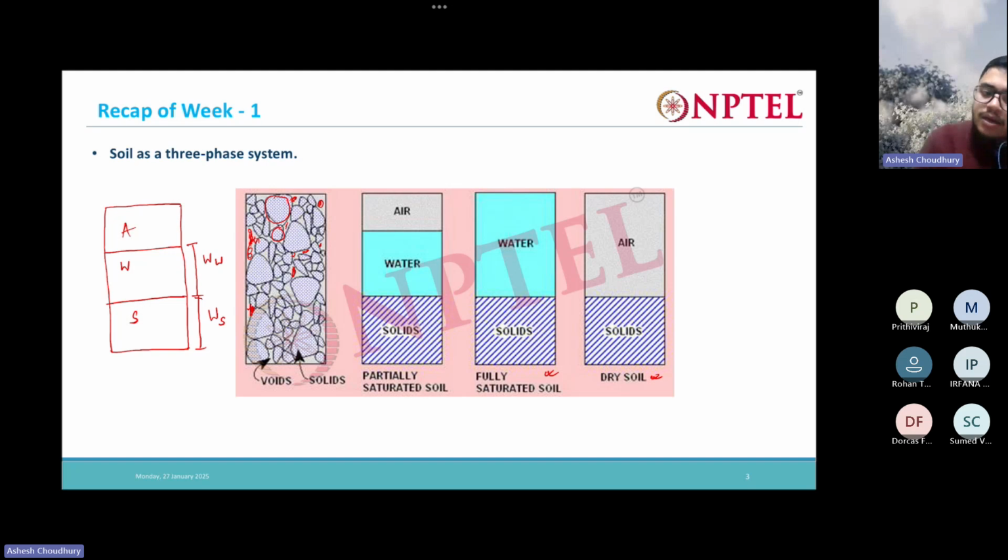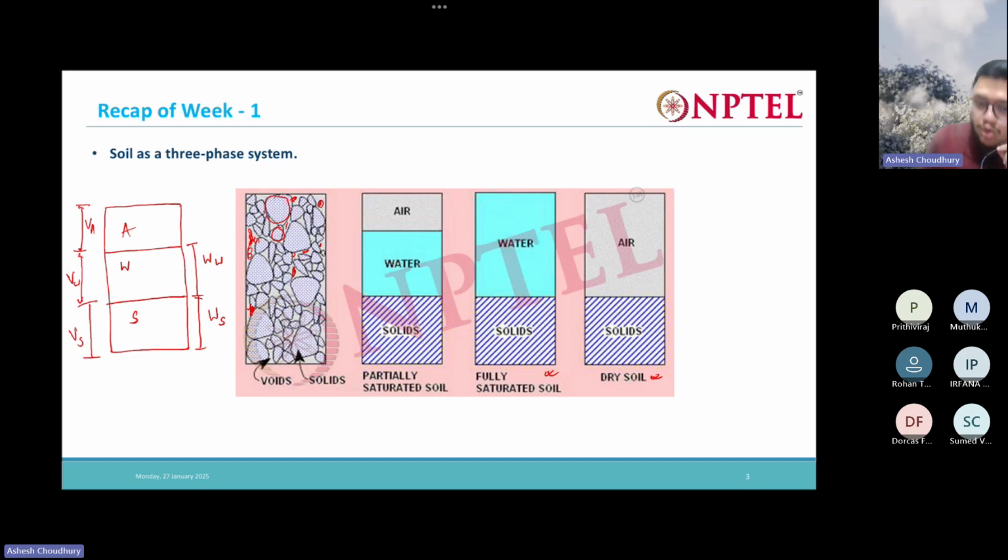Yeah, so as I said, the soil solids are going to have some weight. Then you have the water that is going to have some weight, and the air, will it have some weight? No, there is no weight of air, so zero. Then the soil solids will occupy some volume, that is Vs. Then the water will occupy some volume, that will be Vw. And the air is also going to occupy some volume, that will be Va.